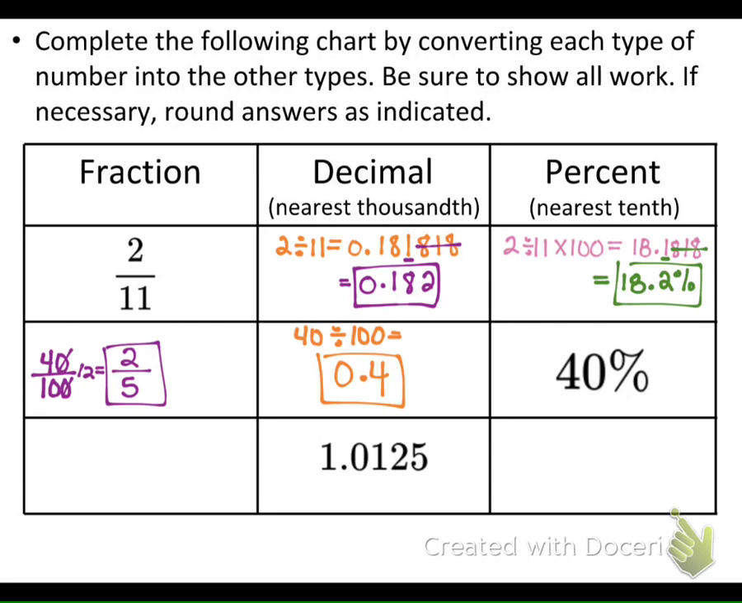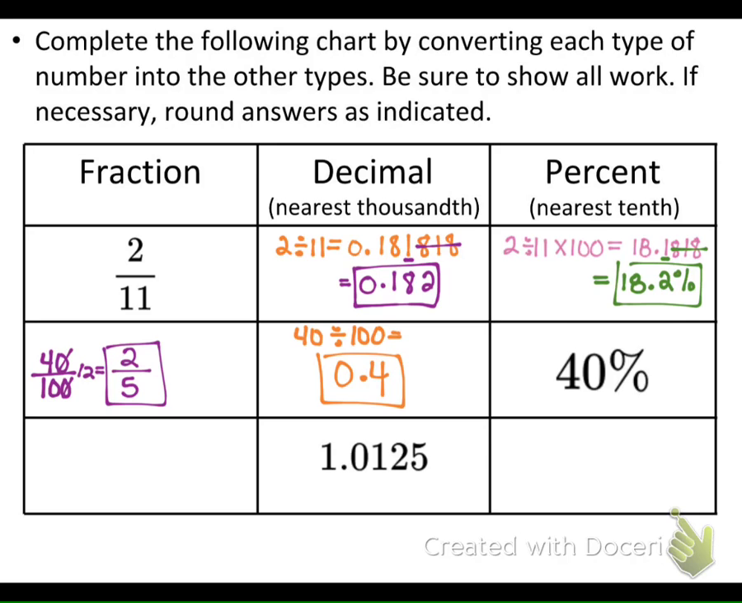So this last spot here, they're giving us the decimal. We need to change that decimal to a percent, and we also need to change that decimal to a fraction. Let's start with the easier one. What do you think the easier one's going to be? Changing it to a percent or a fraction? Percent. Yeah, so how can I change this decimal to a percent?